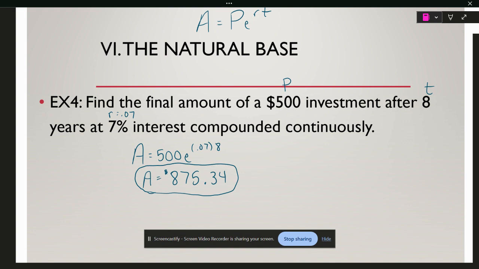So, but this is compounding. This is part 1 of our lesson. Does anyone have any questions before we move on to part 2, which is solving?